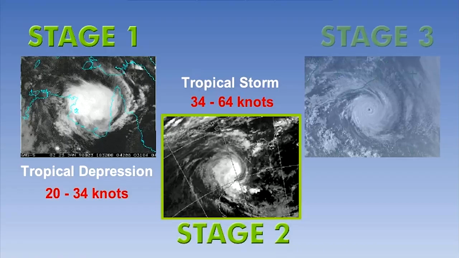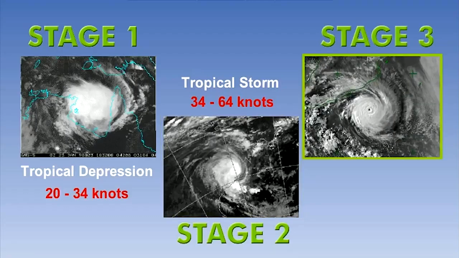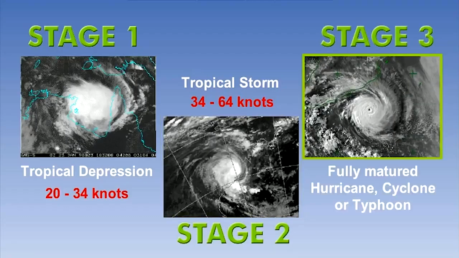These names follow in alphabetical order, alternating between the male and female genders, starting at the beginning of the alphabet with each new storm season in each storm region. Stage 3 is the fully matured hurricane, cyclone or typhoon, depending on your location, and has surface winds in excess of 64 knots.